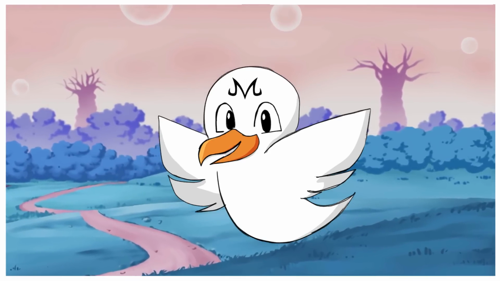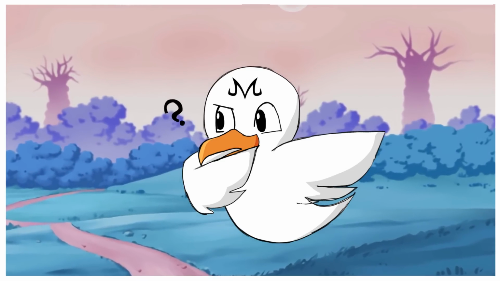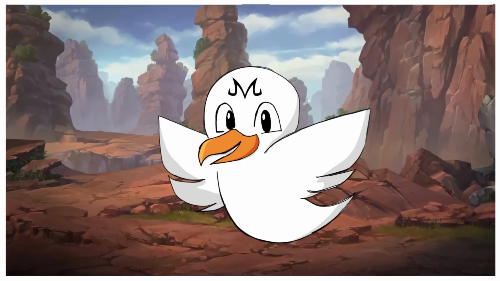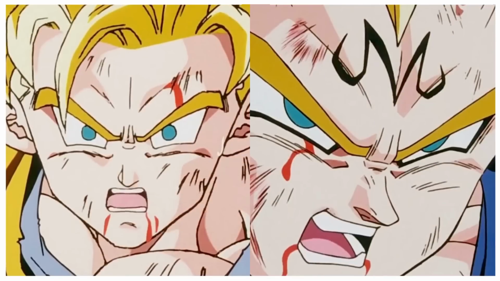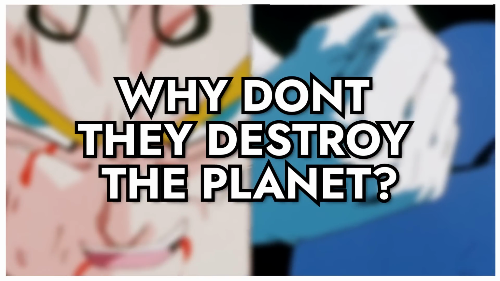Hello everyone, BXvT here. Today, I'm creating this video because many enthusiasts from various fandoms seem to struggle with understanding the concepts of area of effect and suppressing ki, especially in the context of iconic characters like Goku and Vegeta. There's often confusion as to why, despite their immense power, these characters don't obliterate entire planets when unleashing their full power attacks, instead only leaving craters in the ground.